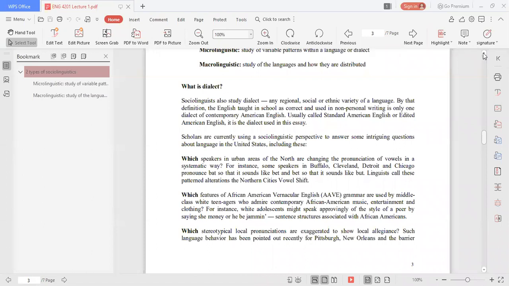So in macrolinguistics, we try to find all these similarities and dissimilarities, comparing one place to another place. In macrolinguistics, you can find that the collection of data and the research work is huge.